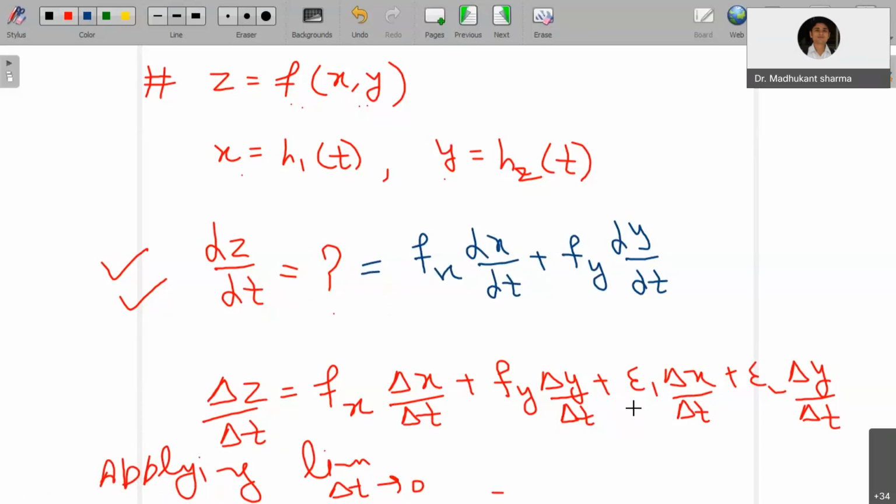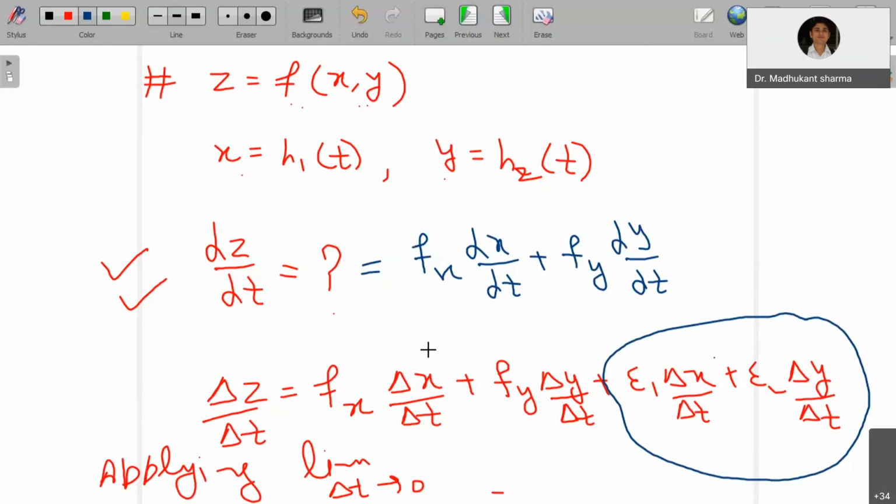And the rest of the things: this is dx by dt and dy by dt. As you know, as delta x, delta y tend to 0, this epsilon 1, epsilon 2 also tend to 0. They are very negligible quantities. So when you apply the limit delta t tends to 0, they will not contribute anything. So this is going to be the chain rule for a function of 2 variables. This can be extended to a function of 3 variables, 4 variables, and so on.